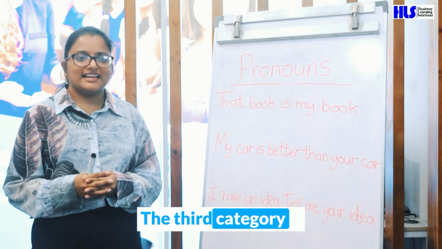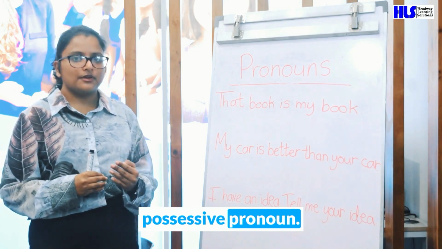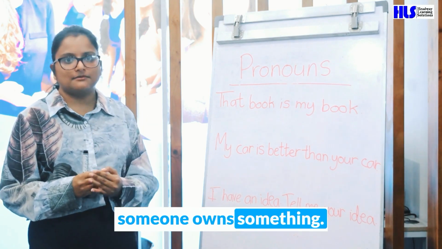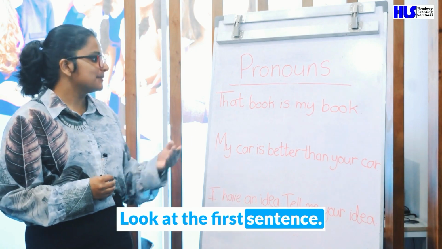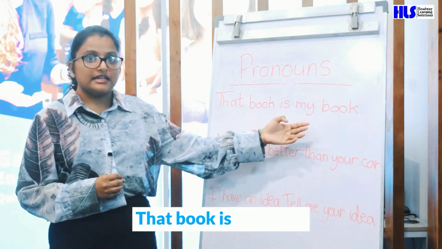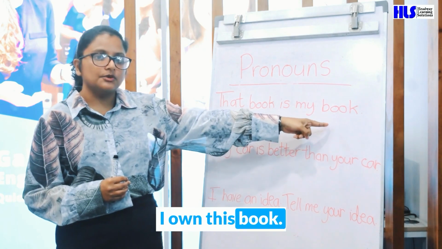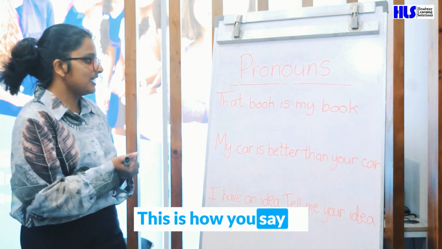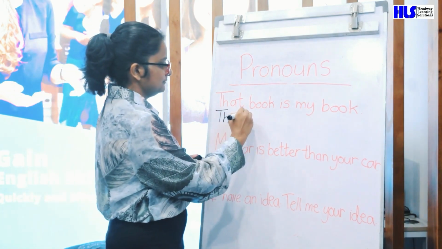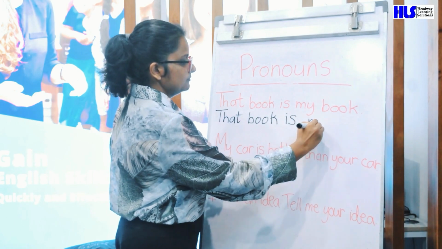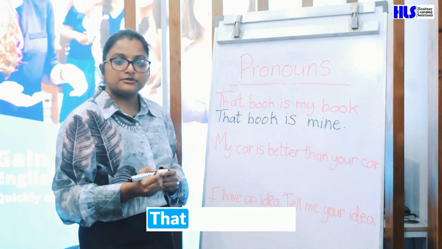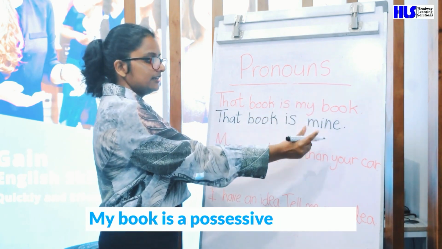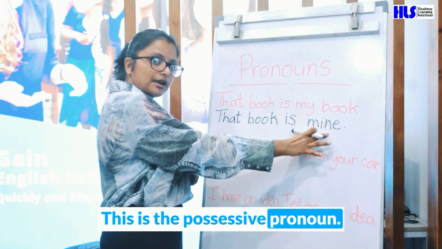Right, the third category is possessive pronoun. When someone possesses something, it means that someone owns something. Look at the first sentence. That book is my book. I own this book. How to tell it using a possessive pronoun? This is how you say it. That book is mine. My book is a possessive adjective. This is the possessive pronoun.